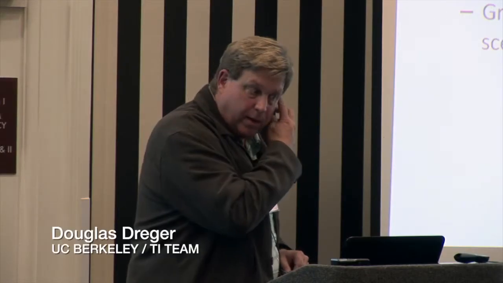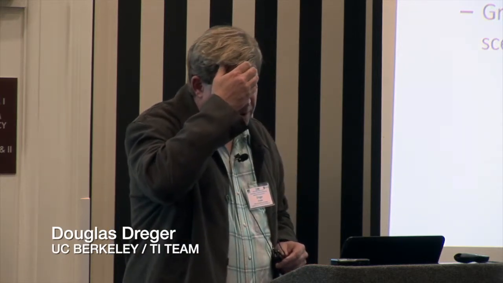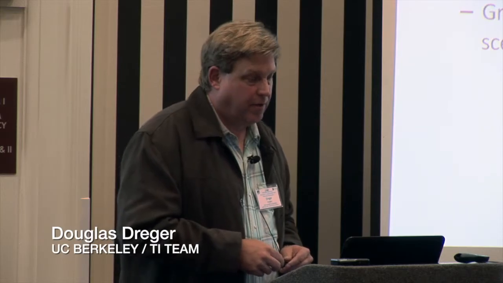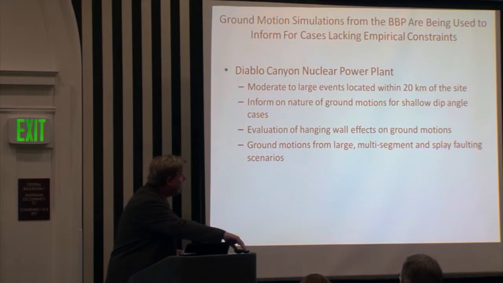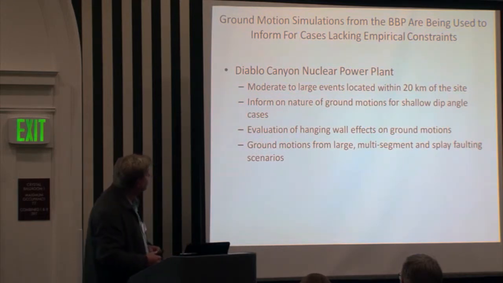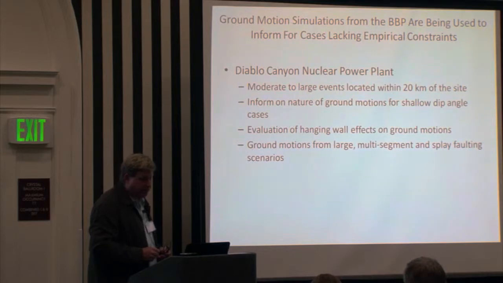All right, so just to motivate the discussion, the ground motion simulations from the broadband platform are going to be used to inform cases lacking empirical constraints, as Jennifer and Katie both pointed out earlier this morning. And what that means for the Diablo Canyon Nuclear Power Plant is using the simulations to generate ground motions for moderate to large events located within 20 kilometers of the site, and inform on the nature of the ground motions for shallow dip angle cases where there is not much in the way of empirical constraint.